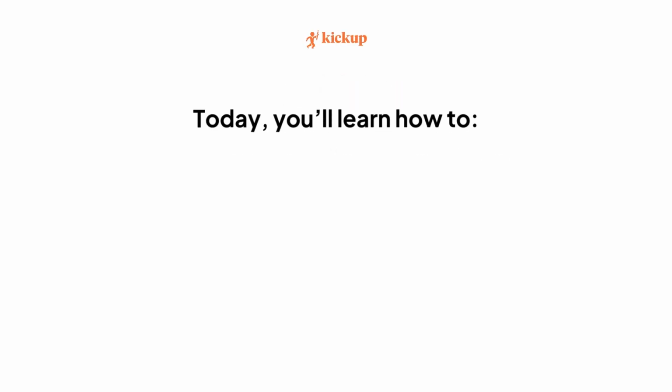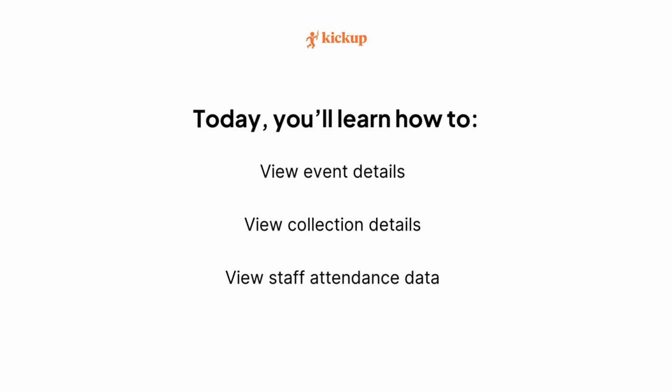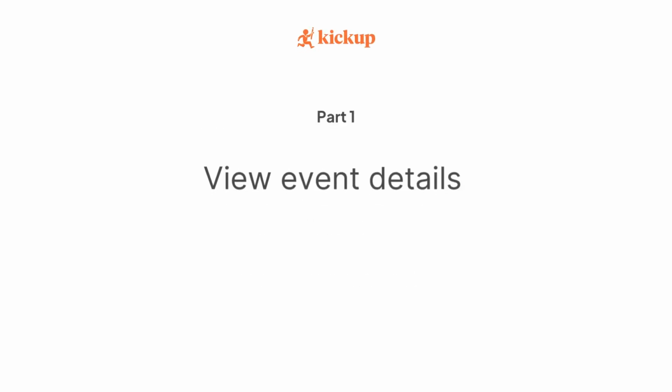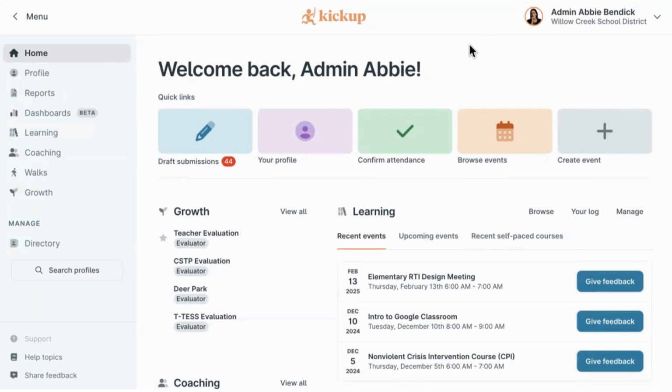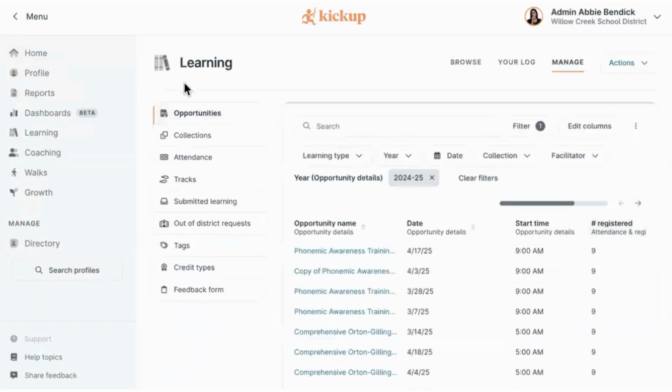In this video, you'll learn how to view event details, view collection details, and view staff attendance data. To access the reporting tables for your PD events, click the Manage button on the right side of your homepage. The reporting tables are housed under these three tabs.